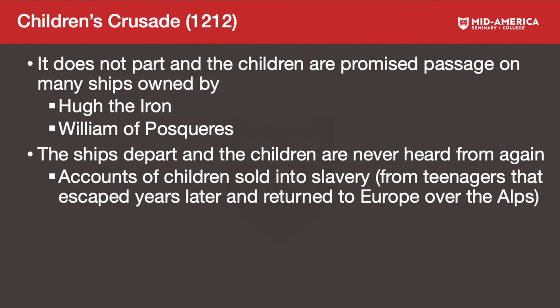And what happens is, years later, some of these children escaped. You see down here on this bullet point, accounts of children sold into slavery. This account came from teenagers that escaped years later, and they returned to Europe over the Alps and gave the reports of what took place. But 30,000 teenagers basically disappeared, and that was the end of the Children's Crusade.